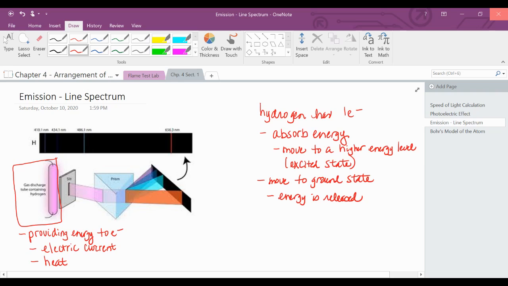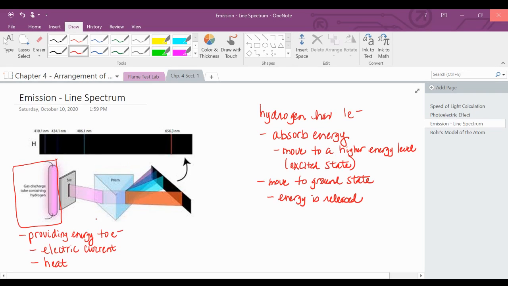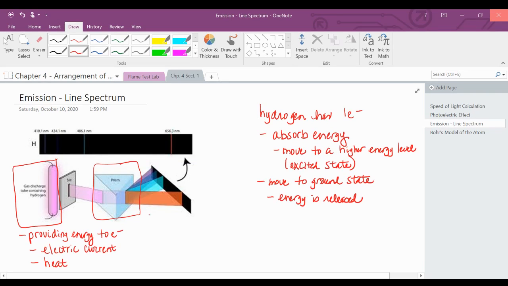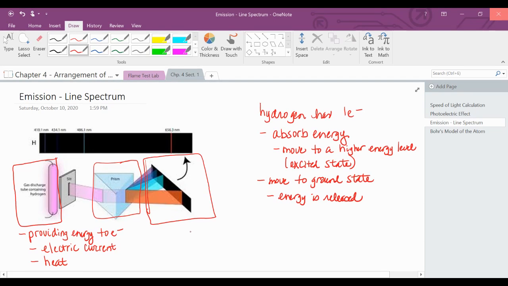All right, so this is how we get that pink color. But then we take that light and we shine it through a prism. So that's what we see next in the picture. And that prism breaks apart light into very specific wavelengths. And this is known as a line emission spectrum.